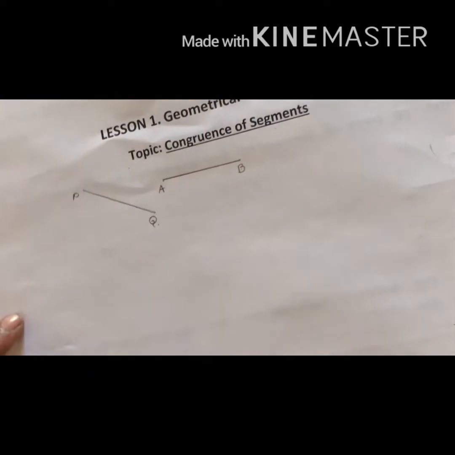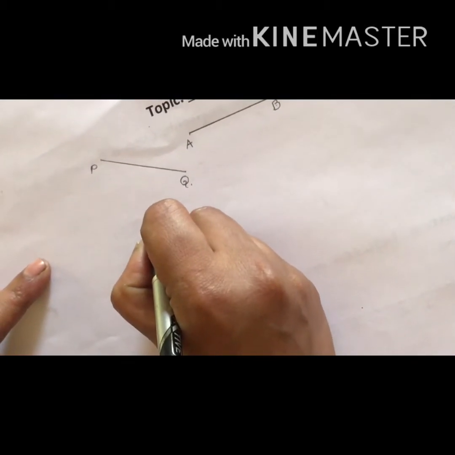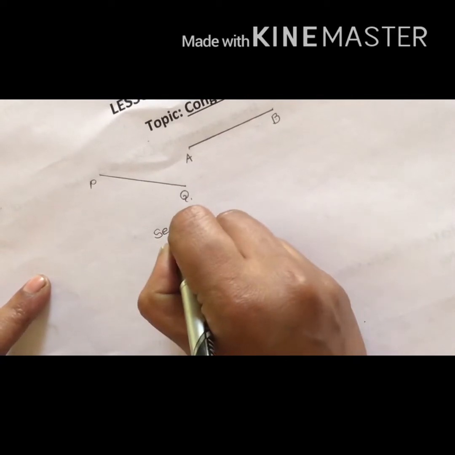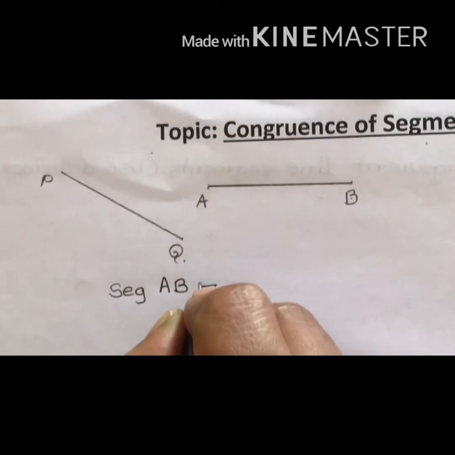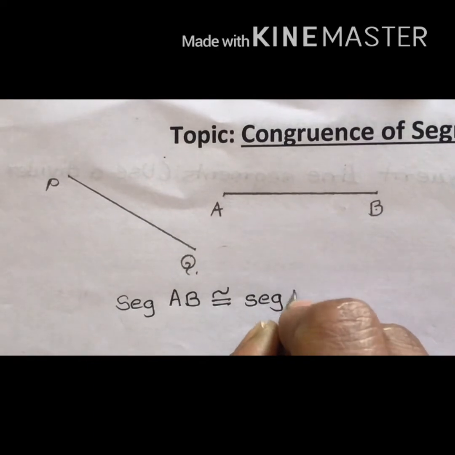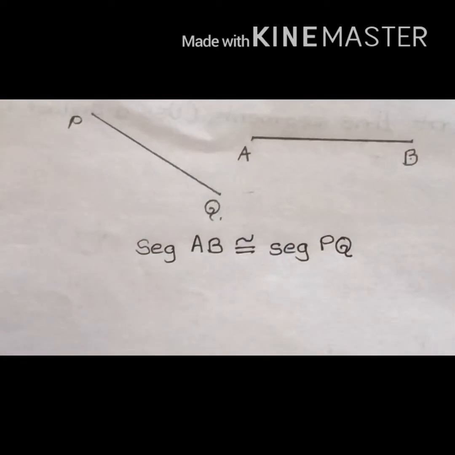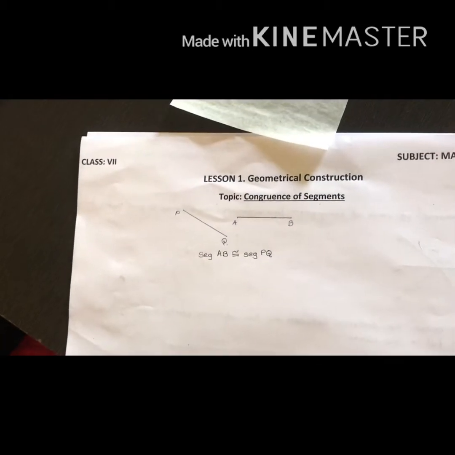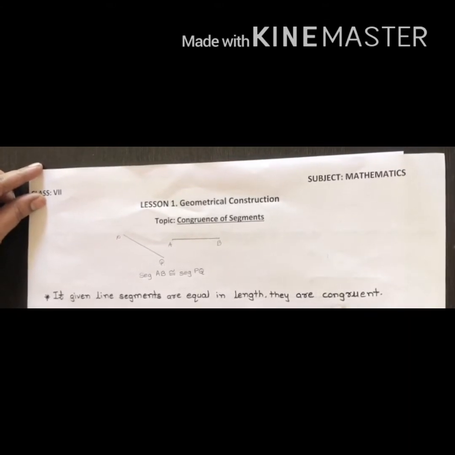In this activity, if segment AB and segment PQ are congruent, we can write segment AB congruent segment PQ. This is the symbol of congruent. So, if given line segments are equal in length, they are congruent.